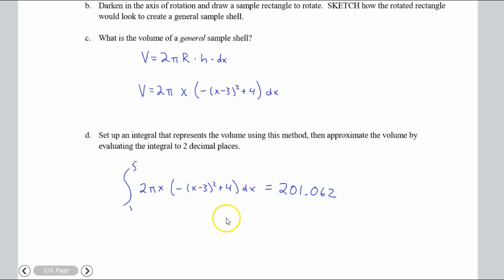All right, so that's the basics of shells. Next time we'll take a look at the difference between discs and washers and shells, make some comparisons there, and look at a few more examples.